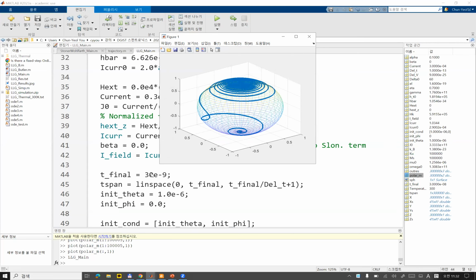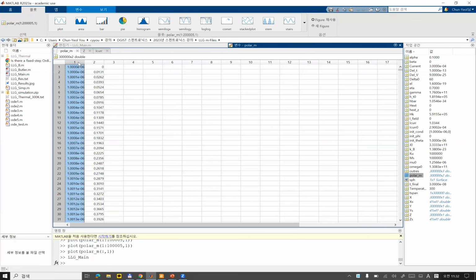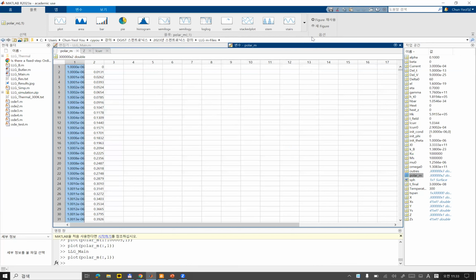You can see the trajectory of the motion. Also, you can see the theta motion. It is almost 0 at first, then shows an exponential increase. And it's pointing to negative pi, where pi means pointing in the down direction. Okay. And now we can find the switching takes around 20 something nanoseconds, or around 30 nanoseconds.